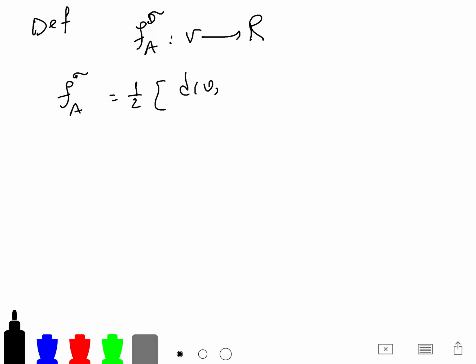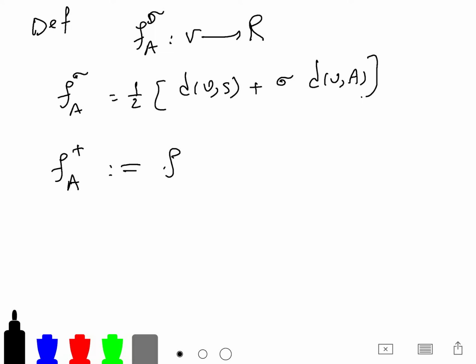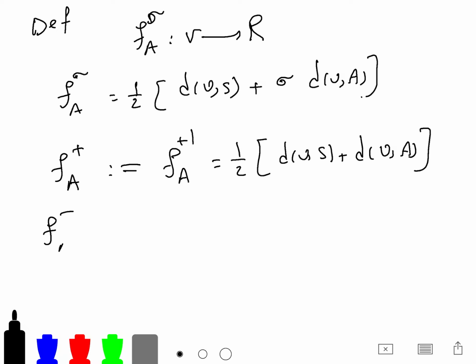It's just the D of your vertex and S is your source, plus sigma. Sigma could be either 1 or minus 1. D of V and A. Oh, of course, I think Satish Rao has also used this embedding as well. So F plus A is, by definition, half of D of V and S plus D of V and A.